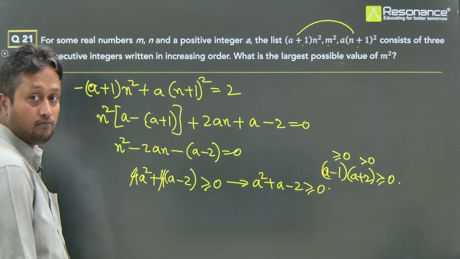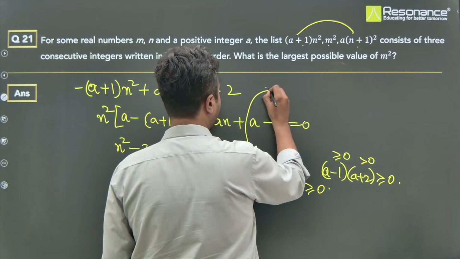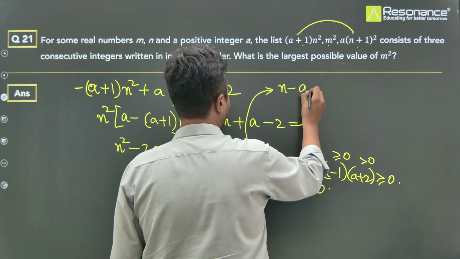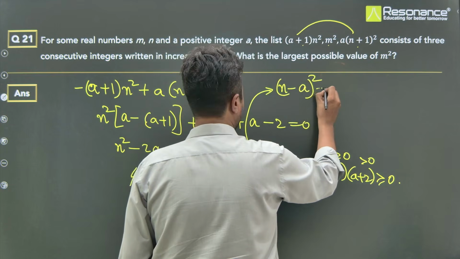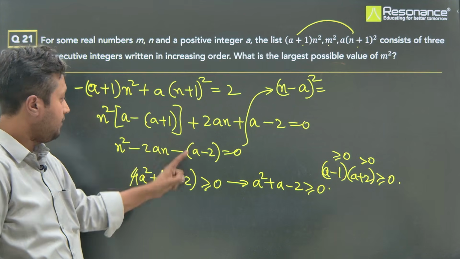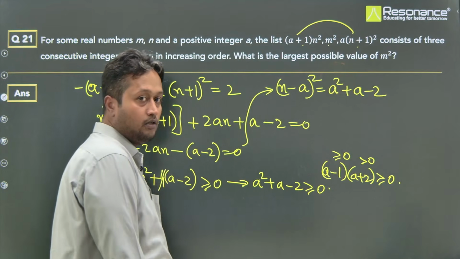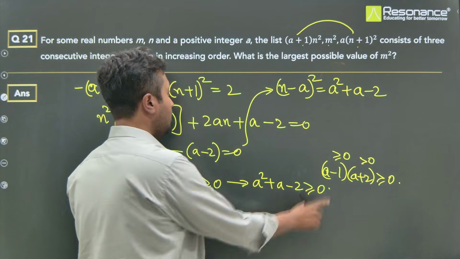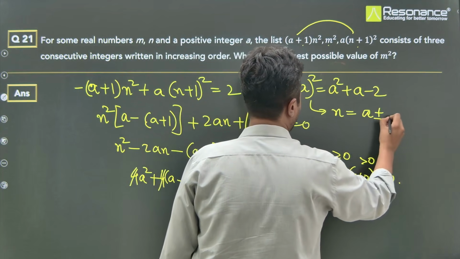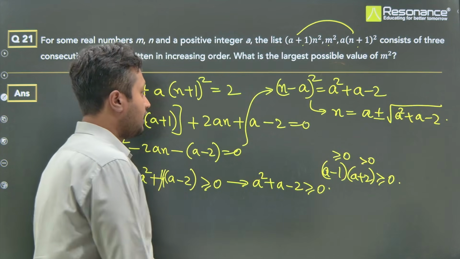And we can also work out the value of n. From here we can complete the square, and we get (n minus a) whole square is equal to, just looking at these two terms, a minus 2 on the other side, so you have a square plus a minus 2, and that's all. So that must be an integer. This tells us that n is plus or minus the square root of a square plus a minus 2. Alright, so that's what we have.